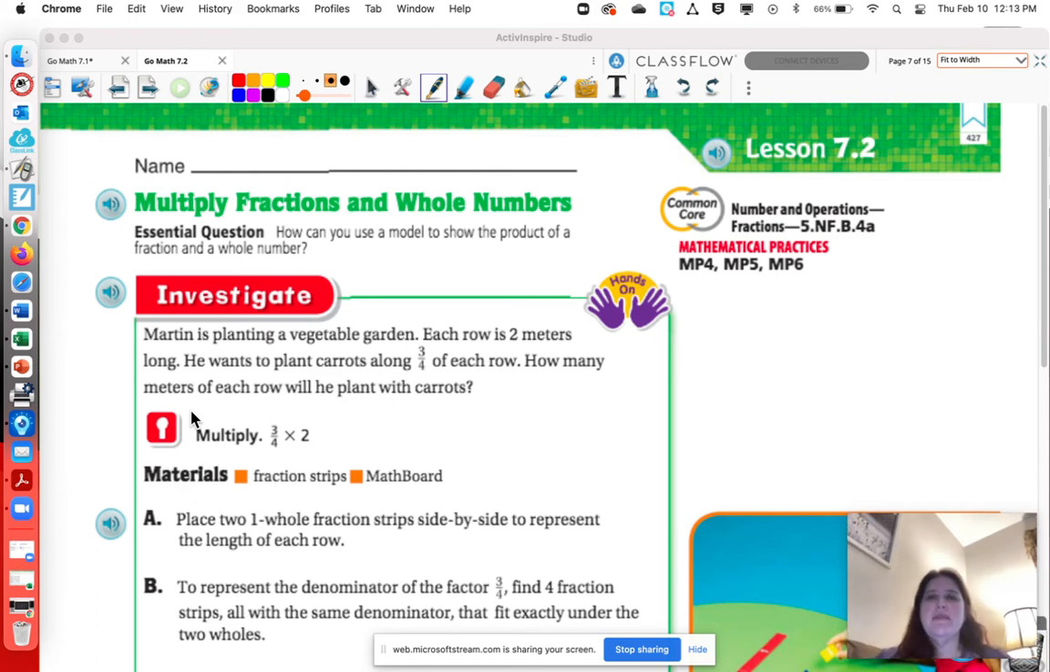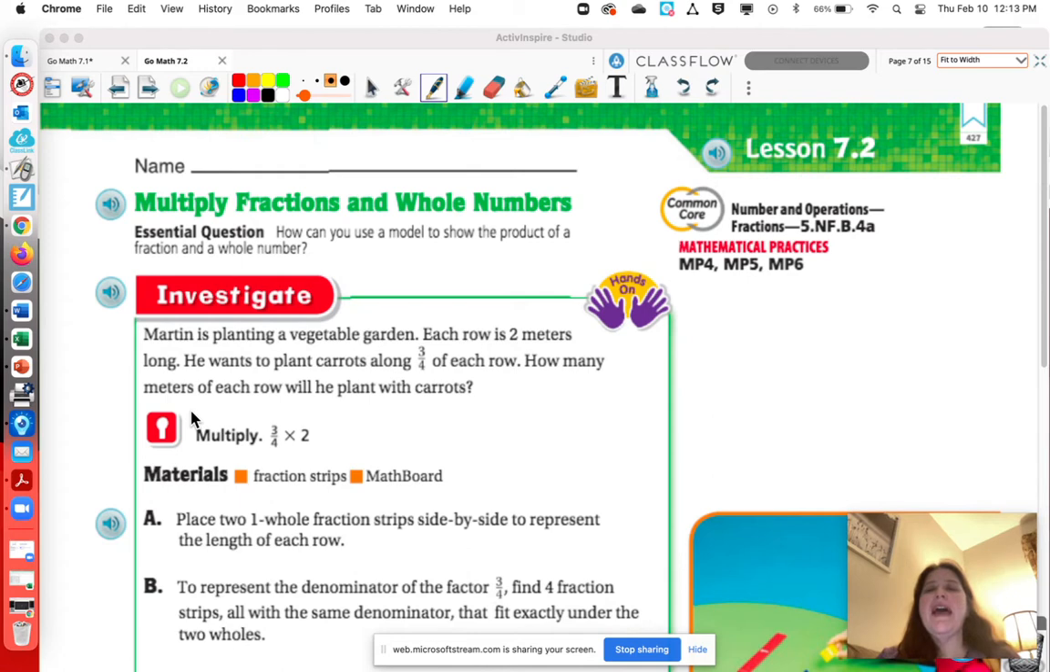Okay, boys and girls, today we're going to take a look at lesson 7.2. It is on page 427. 7.2, 427. So please get out your math books and get there. This is one of those hands-on lessons that we're just going to jump right into and not worry too much about the hands-on. This is also a 2-day lesson, so we will do it today and Monday.